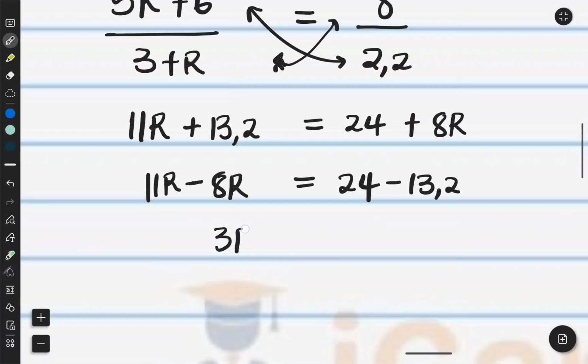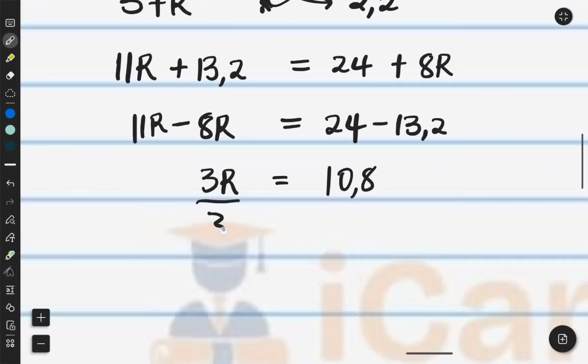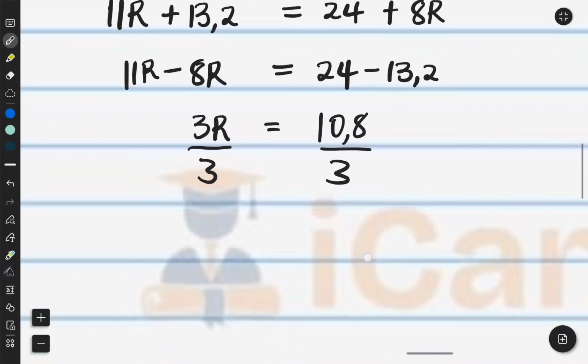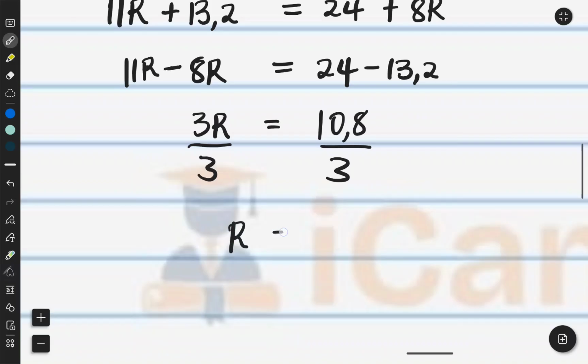So now you have 3R is 24 minus 13.2, which is 10.8. From here, you divide both sides by 3. I'm taking you step by step, right? And then that means your R would be 3.6 ohms.